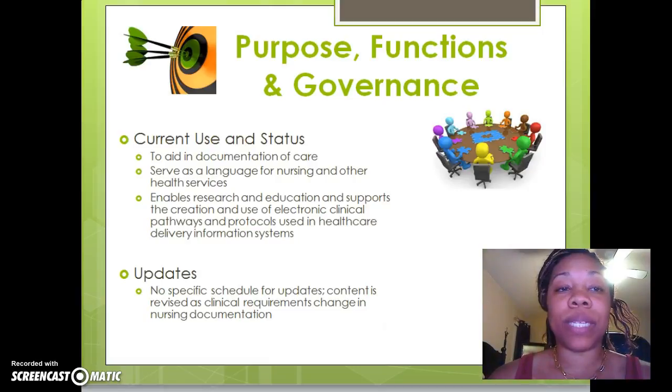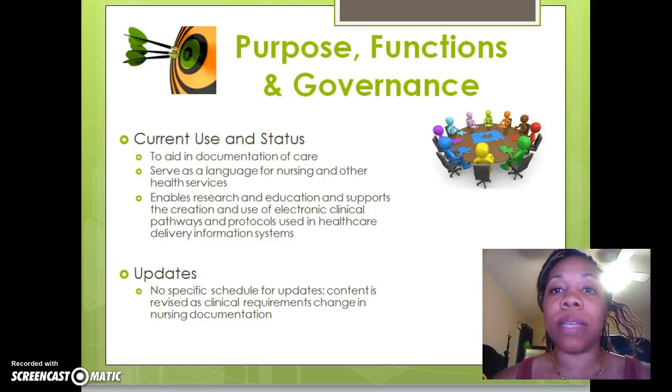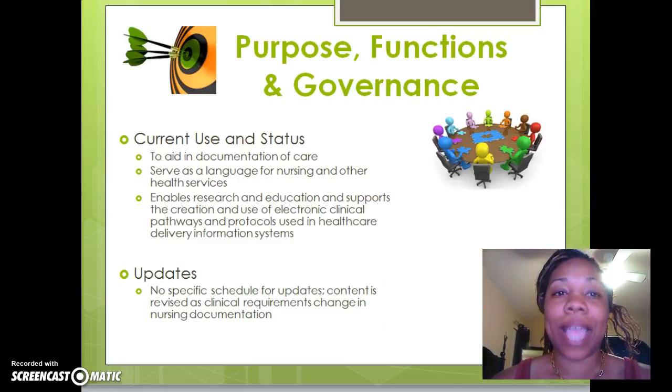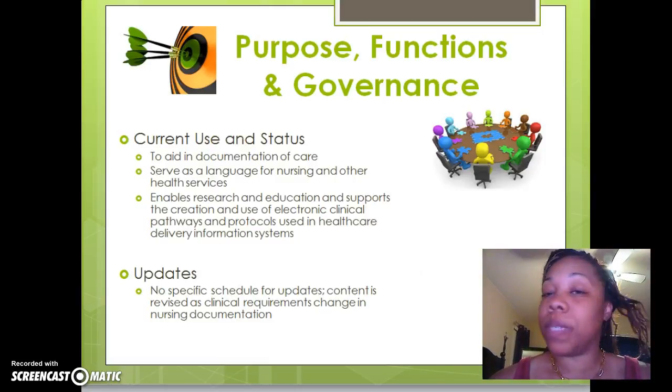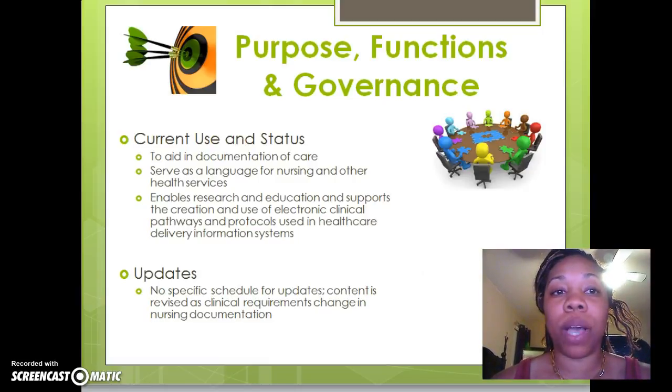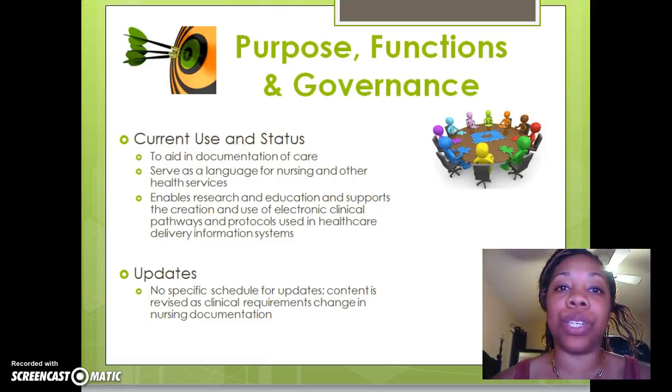CCC of Nursing Diagnosis and CCC of Nursing Intervention were both formally recognized by the ANA in 1991. The ANA endorsed them as nurse taxonomies critical to nursing practice and supported and promoted their use in EHRs. They're both registered as HL7 languages and integrated into LOINC, SNOMED CT, and NLM's UMLS Metathesaurus. They're also indexed in CINAHL. There's no specific schedule for updates, so content is revised as clinical requirements change in nursing documentation.